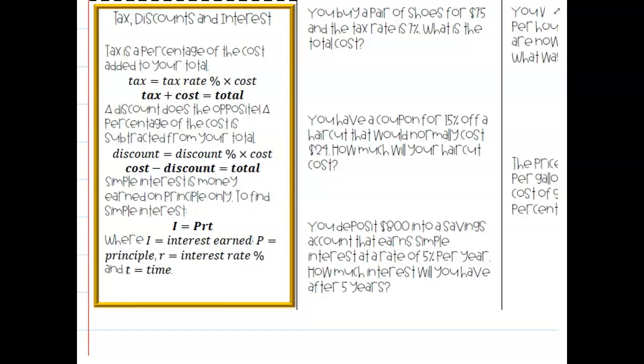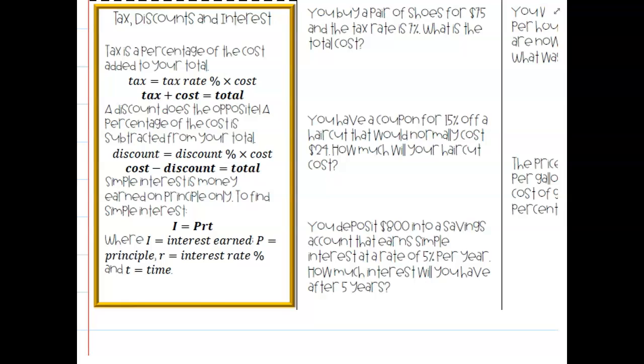Okay, so this first one here says I buy a pair of shoes for $75. Like we talked about, though, you can't just hand the cashier $75. She's going to say, you're missing some money. Okay, this tax rate is 7%. So what you need to do is you need to first find the tax, how much you're going to pay in tax. So you're going to take the tax rate times the cost.